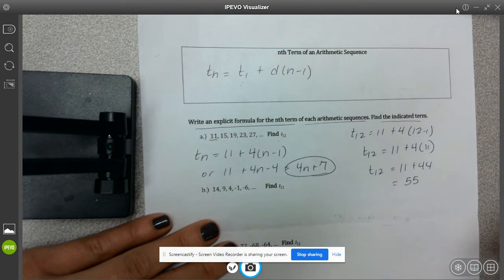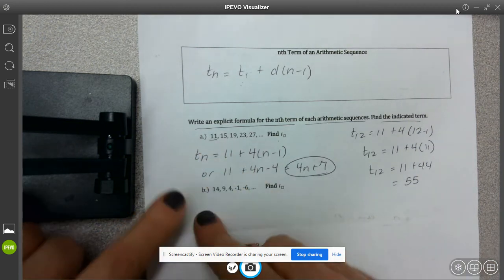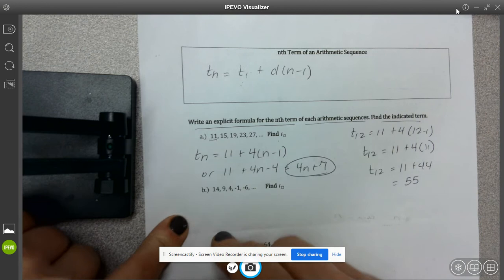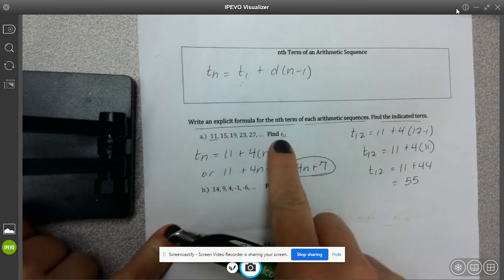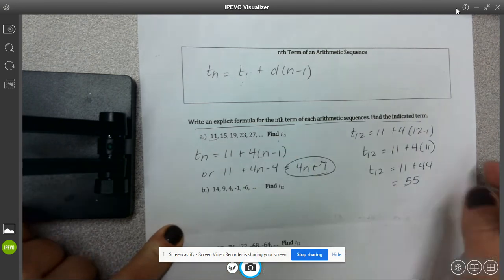Okay, you should get 55. So in a calculator, if I did 11 plus 4 plus 4 plus 4 plus 4, 11 times, the 12th term should be 55. Okay.